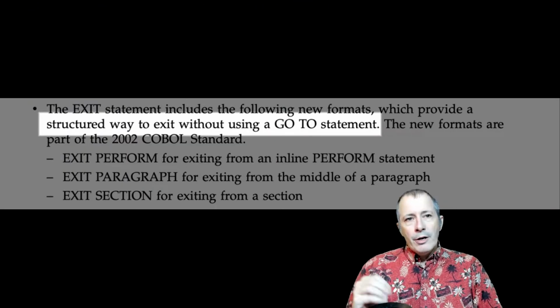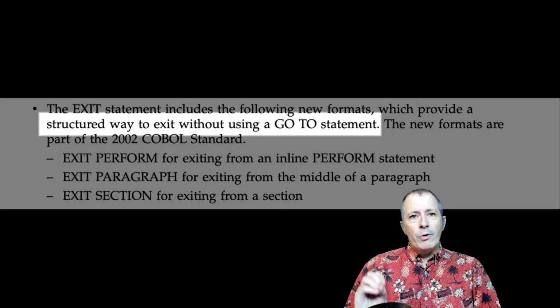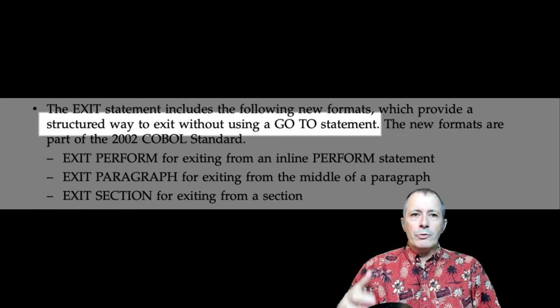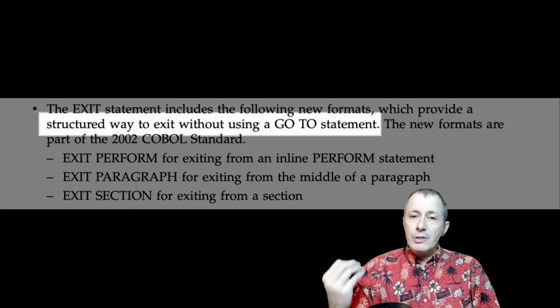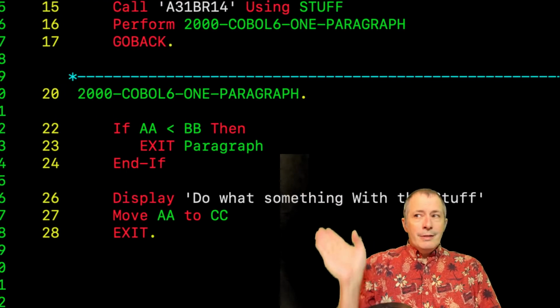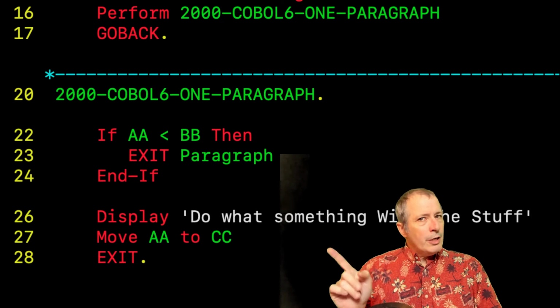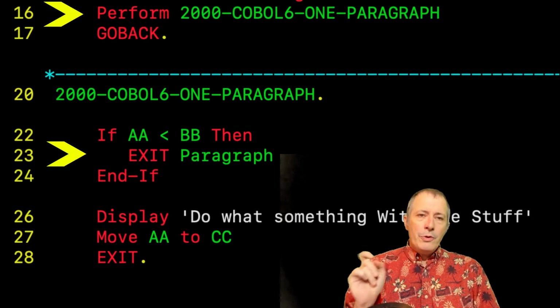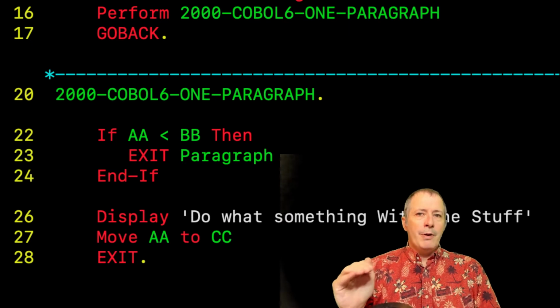This is what the Enterprise COBOL 5.2 Migration Guide says about it. The exit paragraph statement provides a structured way to exit without using a go-to statement. This example performs a single paragraph as seen on line 16. Line 23 uses exit paragraph to leave the single paragraph.